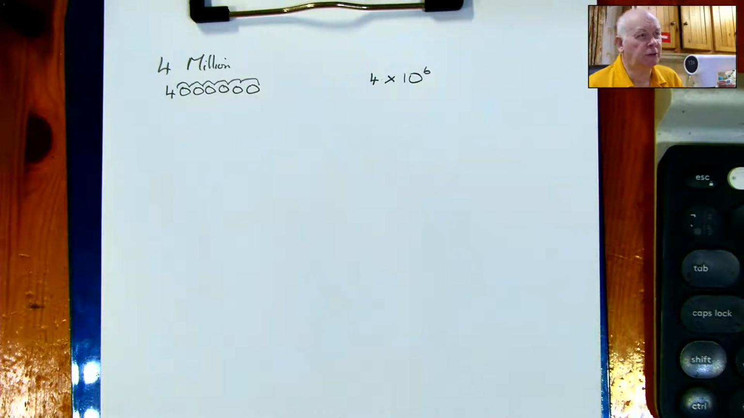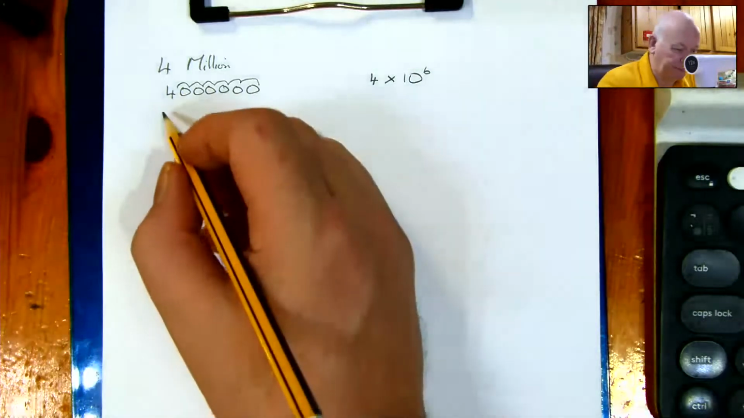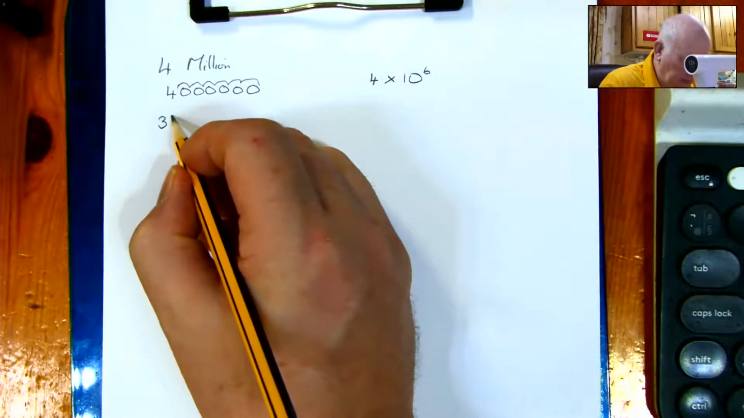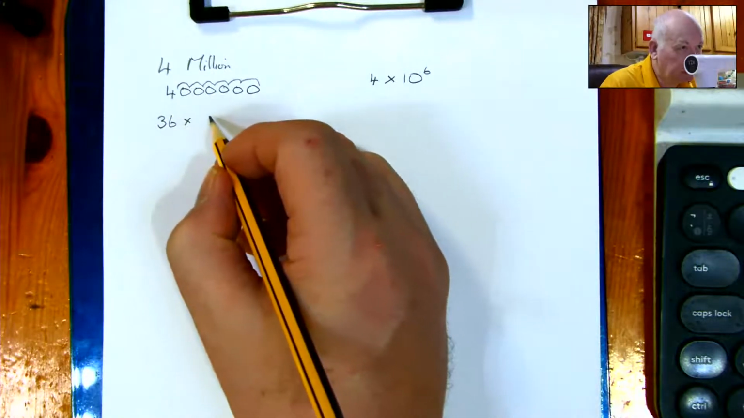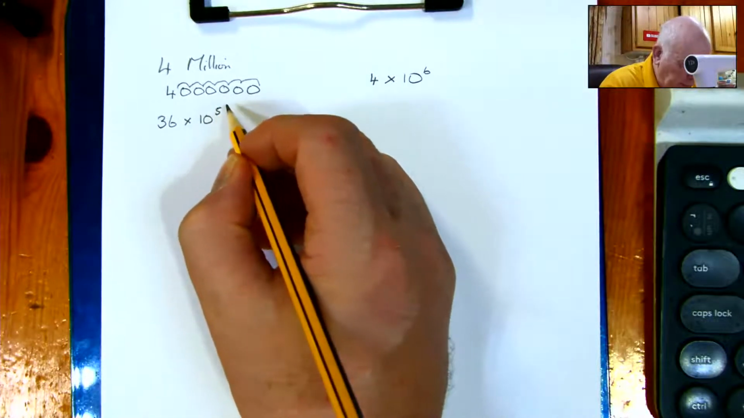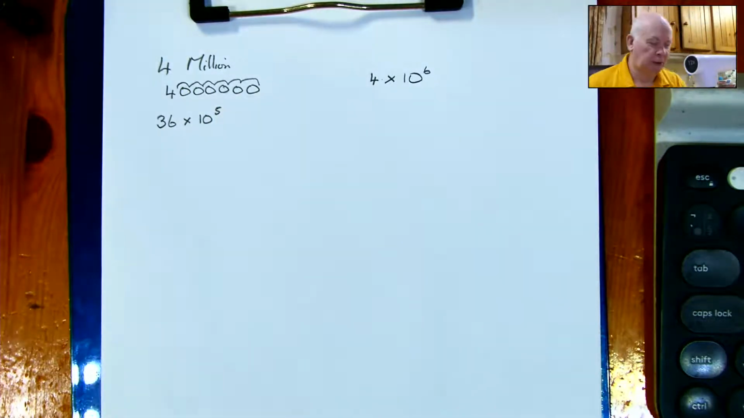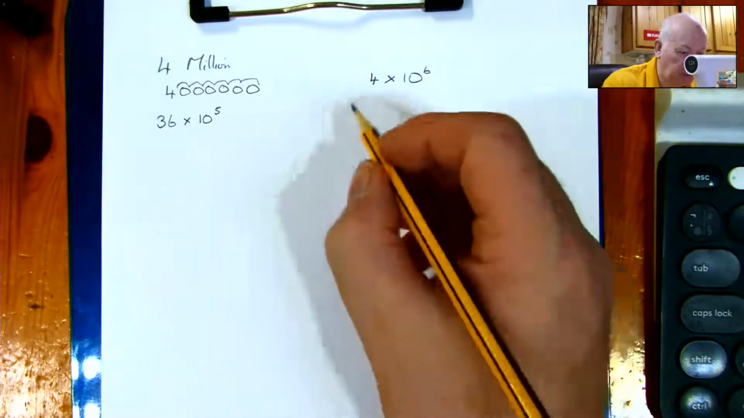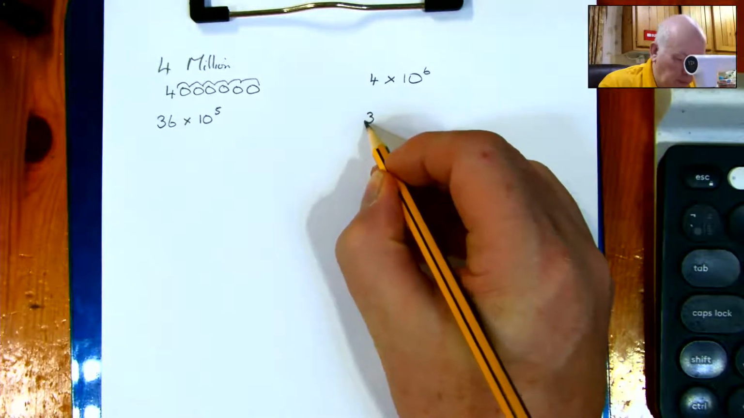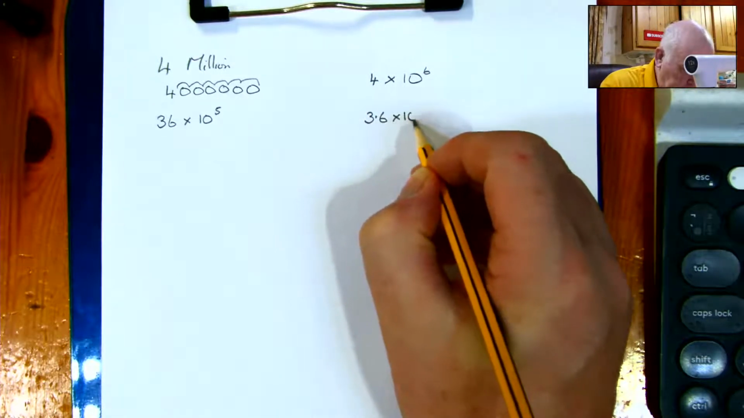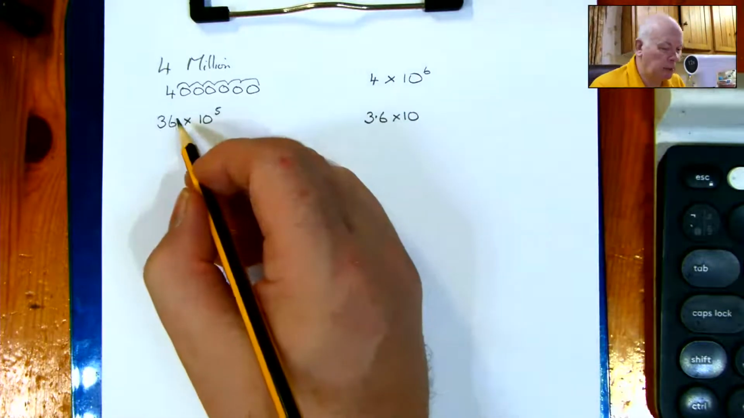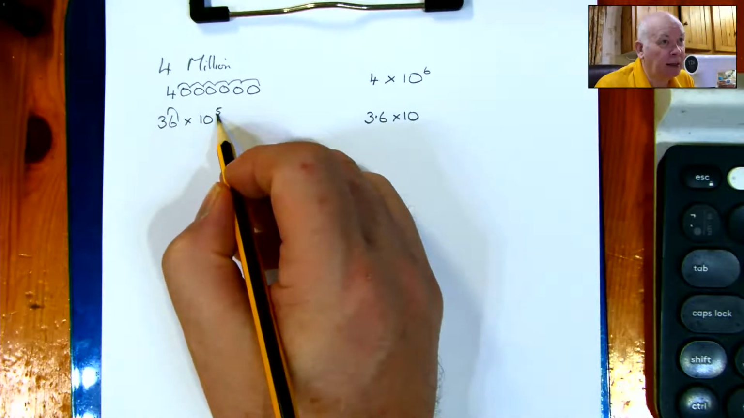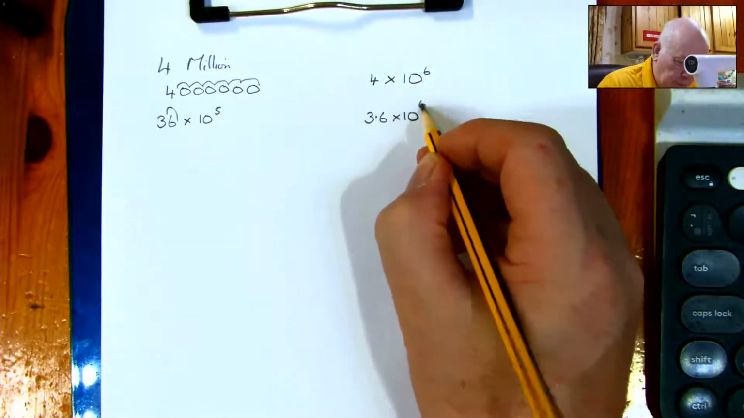What other things can they do to try and make your life awkward? By they, I usually mean teachers like me. Let's have 36 times 10 to the 5. It's gone wrong, this one. It shouldn't be written like 36 times 10 to the 5. That isn't in standard form. So we're going to go with 3.6 times 10 to the, and we're going to move our decimal point one place. So we're going to increase this 5 to a 6.